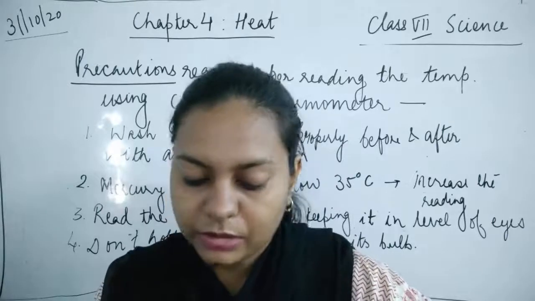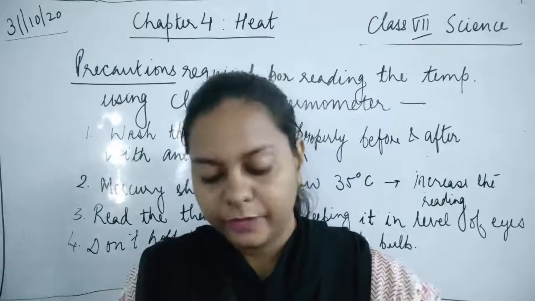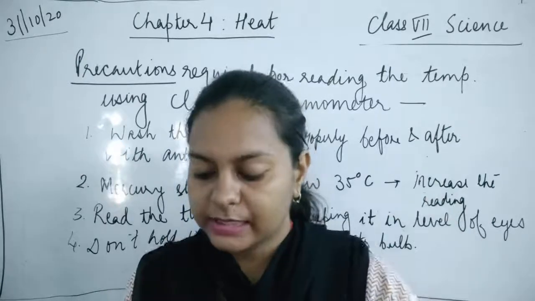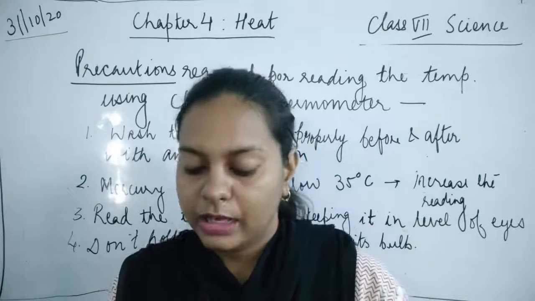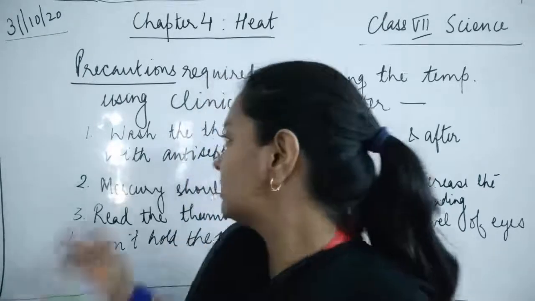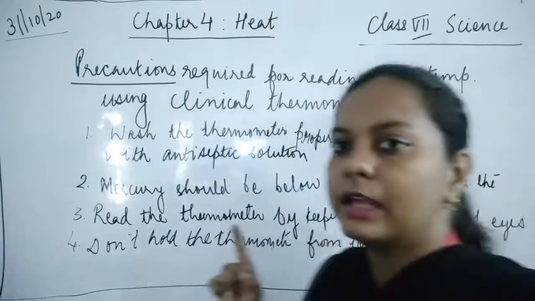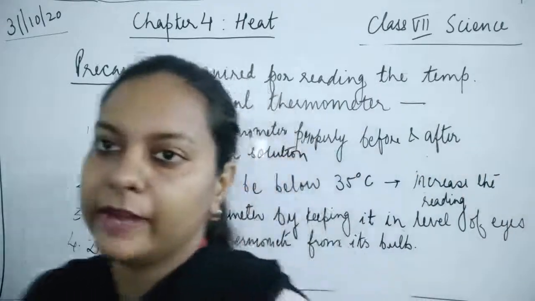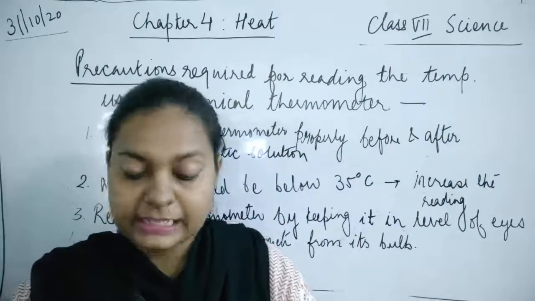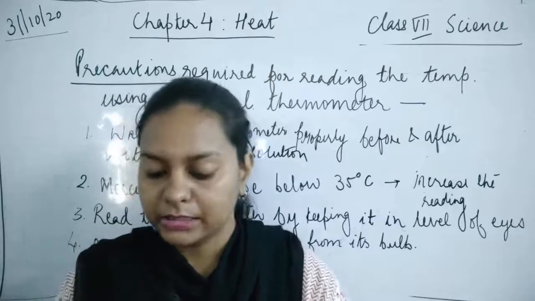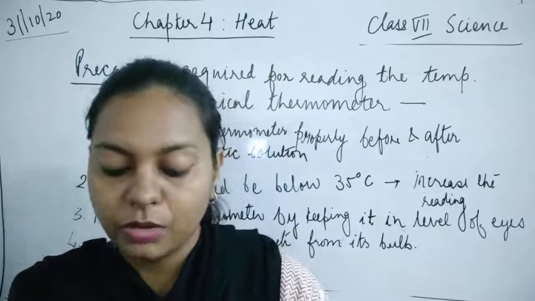Now, wash the thermometer preferably with antiseptic solution. Hold it firmly and give it a few jerks. The jerks will bring the mercury level down, and it should be below 35 degrees Celsius before taking the reading. Then place the thermometer bulb under the tongue. After 1 minute, take out the thermometer and note the reading.